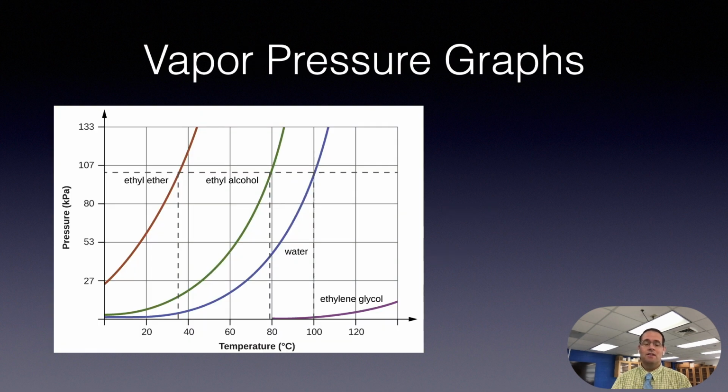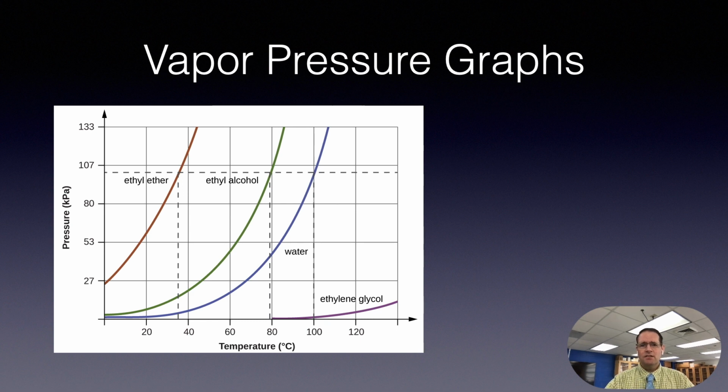Okay, so let's take a look at some vapor pressure graphs. We have ethyl ether in red, ethyl alcohol in blue, and then water, sorry, there's four different graphs here. Got a little confused. But anyway, take a look at these vapor pressure graphs, and we have several different substances here. And they all have logarithmic curves that describe the pressure as a function of temperature.